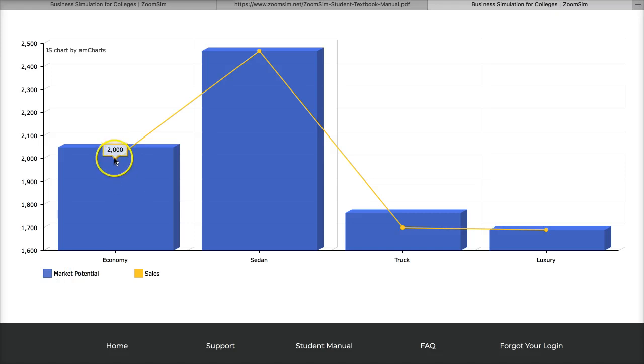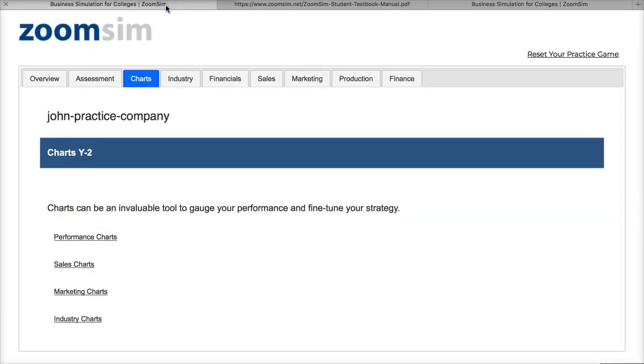So I undersold. I could have sold 48 more. That's actually pretty close. I only missed it by 48 cars. I met all my potential in sedan. Now truck, I could have sold another 63. And I met pretty much on target for luxury. So this is a good thing to look at, just to get an idea of how your forecasting compares to your actual sales.